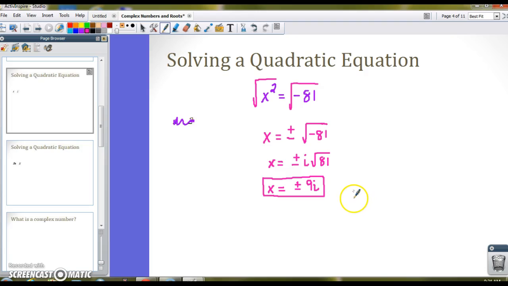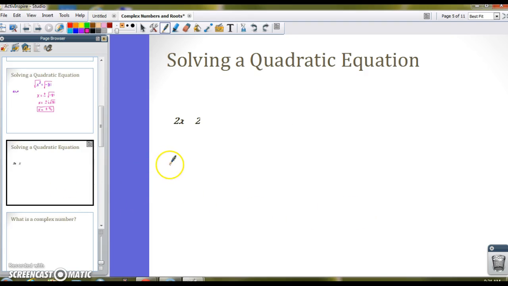Okay, so that's solving a quadratic equation when you're dealing with imaginary numbers. We'll try another one here. Okay, let's say that our equation, again, it didn't transfer over, but we'll just write it out. Let's say my equation is 2x squared plus 64 is 0. Okay, so again, I'm going to go ahead and solve it.